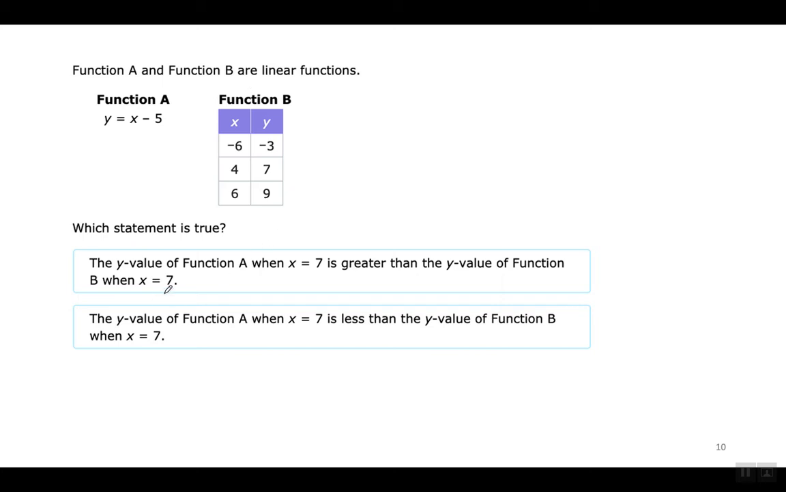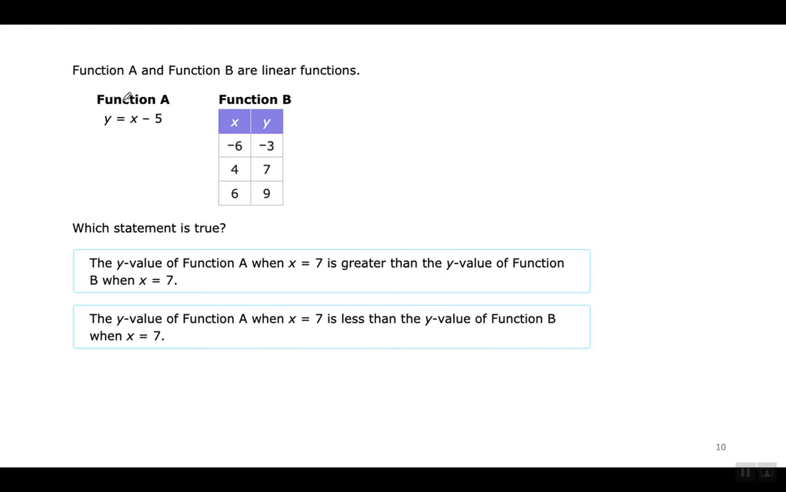Alright, now they get a little more interesting where we got to actually work it out for a value. In this case, they want you to compare the y value of function A when x equals 7 to the y value of function B when x equals 7. Aquí tenemos que comparar el valor para y en función a cuando x es igual a 7 y en función b cuando x es igual a 7.